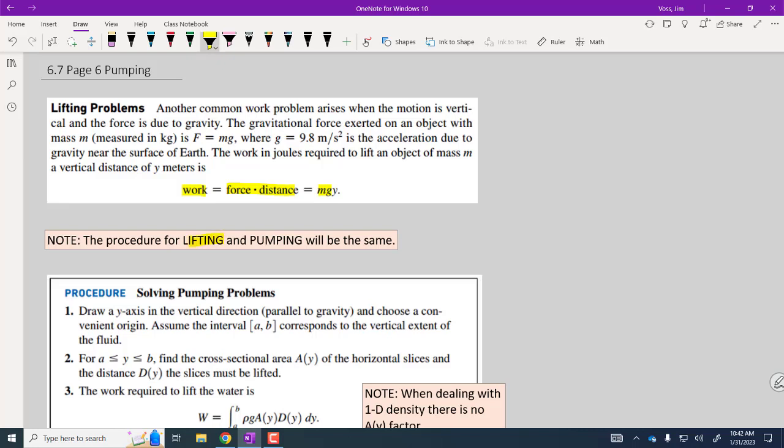And whether we're lifting or pumping, whether we're pumping something out of a trough, like pumping water out, or whether we're lifting a book or any of that stuff, it's the same formulas. Now, the simplest scenario, again, is if we have a constant force over a constant distance. Like if you lift a block and you use a constant force to lift it, you don't have to do any integration. But if the force is variable, then you have to integrate. But if the force is constant, you can just multiply force times distance.